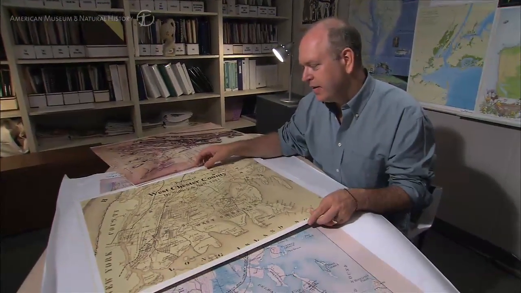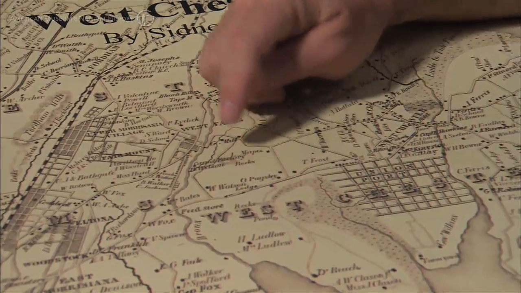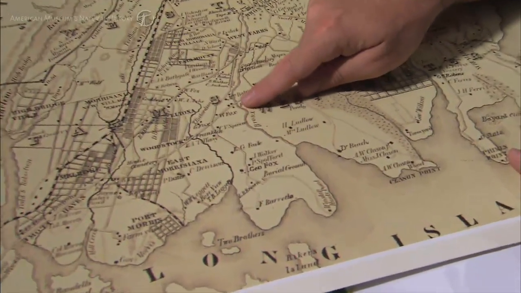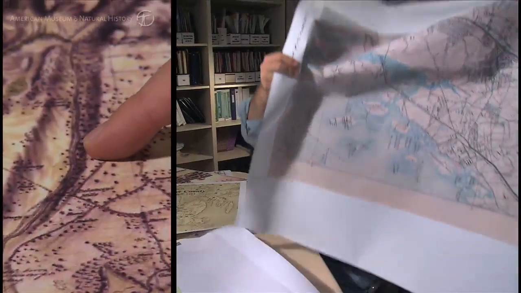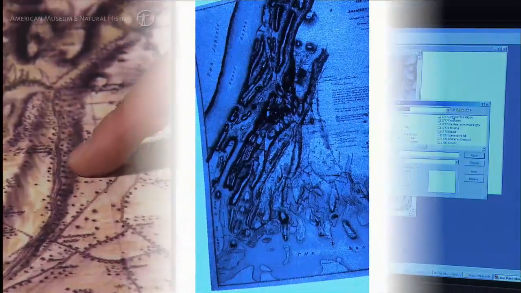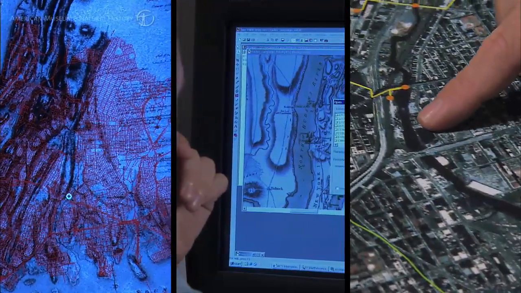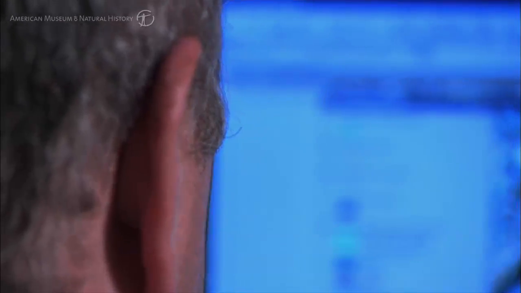This is a map from 1851. This is more about real estate. Here's where O. Paisley lived and W. Watson. And then it shows what we're interested in, which is the Bronx River. Once we find the historical maps in a map archive or a library, we scan them and take them into the computer and do a process called georeferencing. So we try and fit the map to a set of coordinates like latitude and longitude.